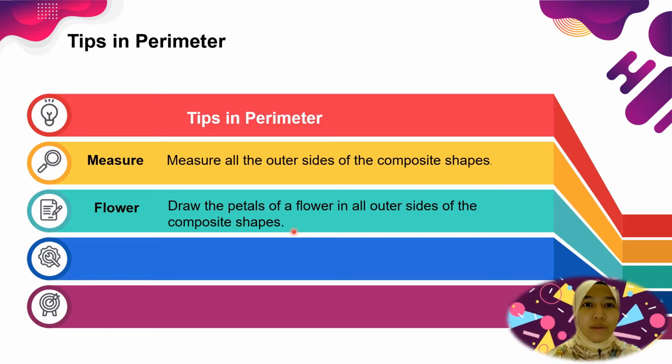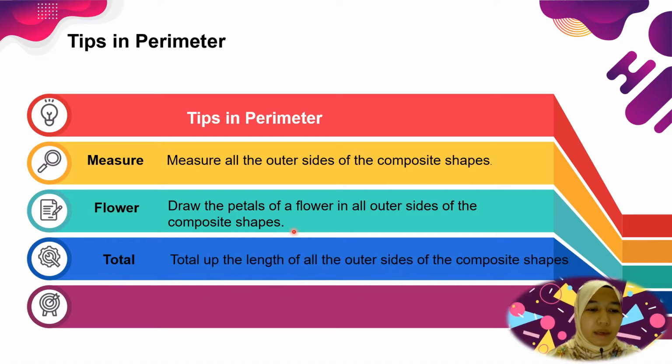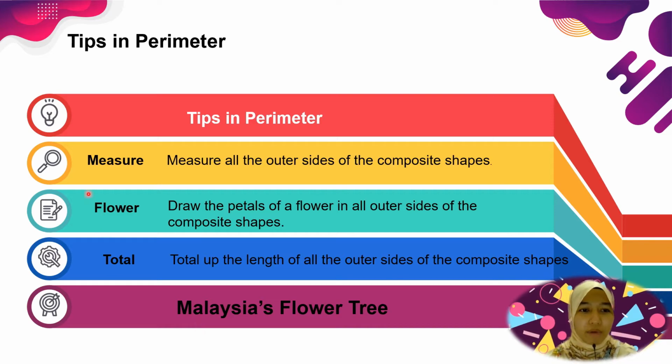How to draw the flower? Don't worry, I'll show you how to do it after this. And the last one is total. You need to total up the length of all the outer sides of the composite shapes. Malicious flower tree. I got it from M measure, F flower, and T total. Malicious flower tree.